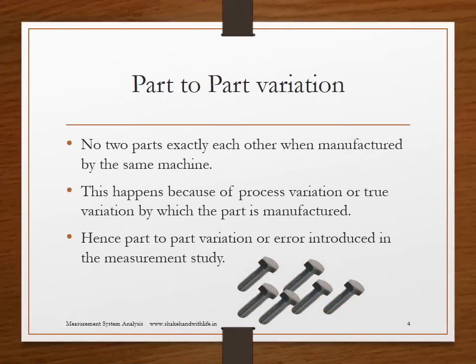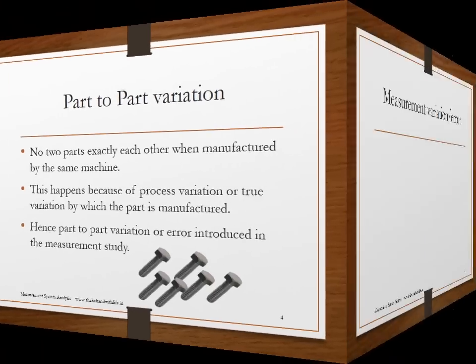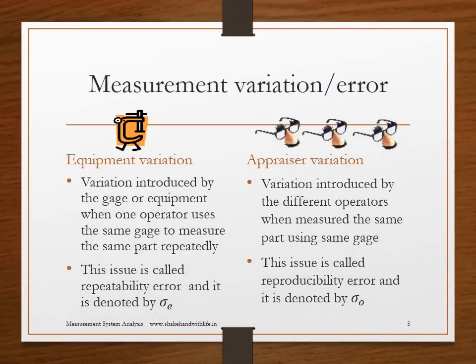Part-to-part variation. No two parts are exactly alike when manufactured by the same machine. This happens because of process variation or true variation by which the part is manufactured. Hence, part-to-part variation is an error introduced in the measurement study. Measurement variation or error. Here we have two categories. One is equipment variation. This kind of variation is introduced by the gauge or equipment when one operator uses the same gauge to measure the same part repeatedly. This issue is called repeatability error and it is denoted by sigma E.